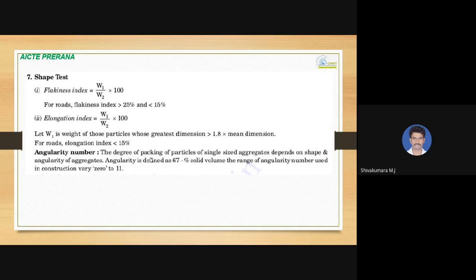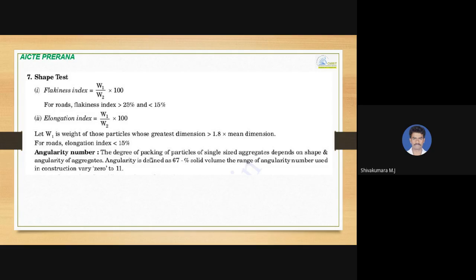Those kinds of aggregates will reduce the strength of the bituminous or cement concrete material which we are going to use finally. So for the flakiness index and elongation index, the experimental procedure uses a thickness gauge for flakiness index and a length gauge for elongation index. Here we do the sieve analysis first, and after sieving, we take the weight of each fraction which is passing through a particular sieve size and retained on another sieve size.